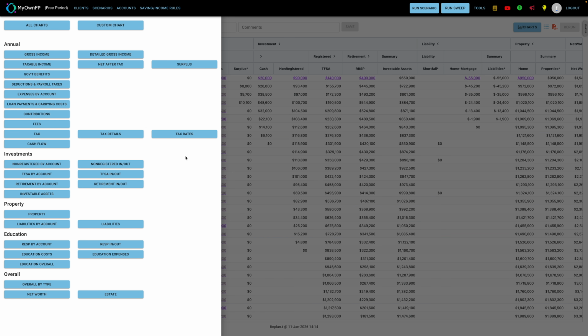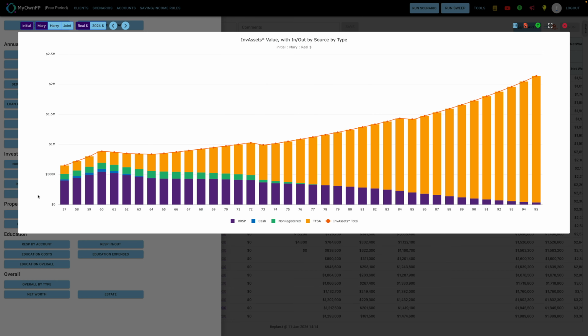Okay, other ones we want to look at are the investable assets. So this tells me how my RSP is faring over time. It goes up, it hits its max at 60, which is just before we started retiring. We retired at 61, and we started taking some money out right at 61 because we needed to buy a car. And then that goes all the way back down to 95, our non-registered in cash.